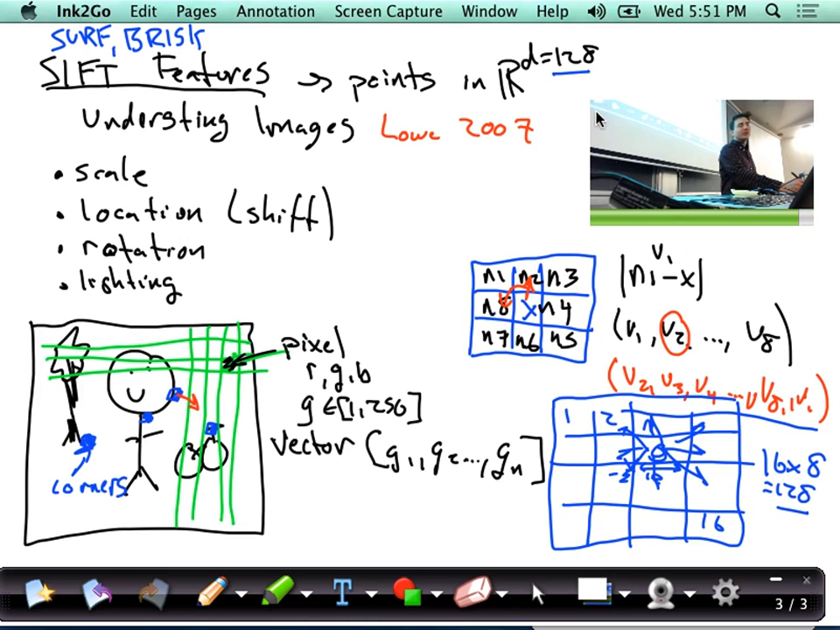But I want you to get out of it that it gives you these high-dimensional vectors, which are really useful. We just need to find the nearest neighbors really quickly. Okay, any questions on this?